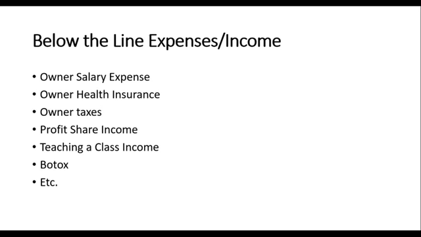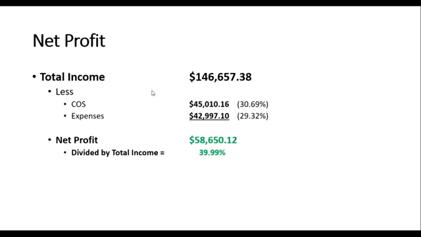All right, so let's go to the next slide, net profit. Back to the beginning, we had a total income of $146,657. We're going to back out now their cost of sale, which is $45,010.16. And we're just going to say that this client's expenses were $42,997. And you can see I have the percentages over there to the side.